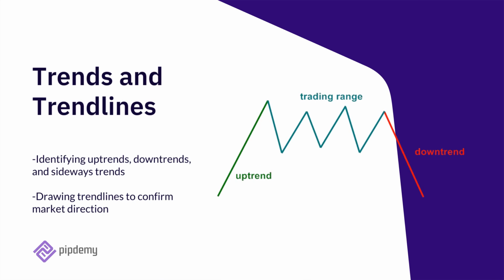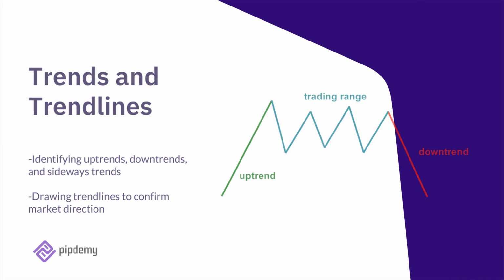Markets move in three ways: up, down, or sideways. Recognizing these trends helps traders follow the momentum instead of fighting against it. Uptrend: higher highs and higher lows, buyers are in control. Downtrend: lower highs and lower lows, sellers dominate. Sideways, range: price moves within a fixed range. By drawing trend lines, traders can confirm where the market is heading and plan trades accordingly.